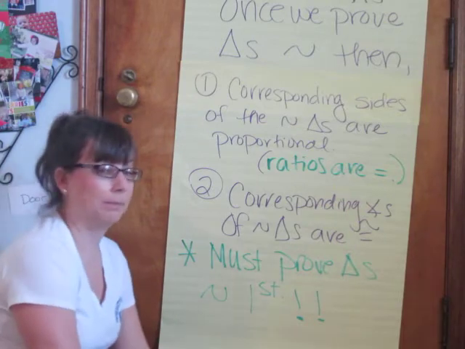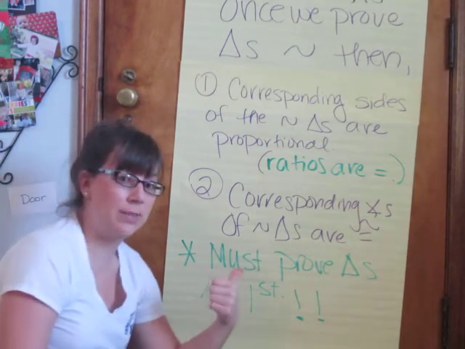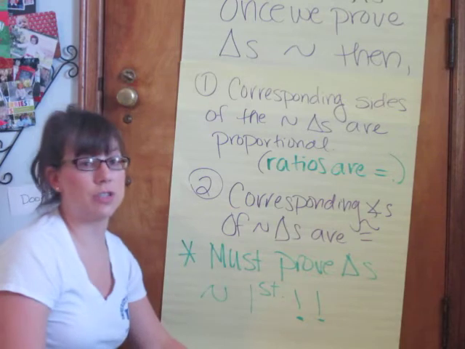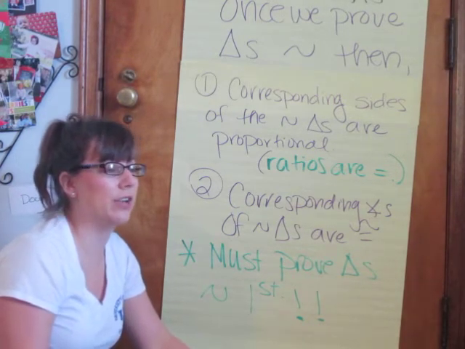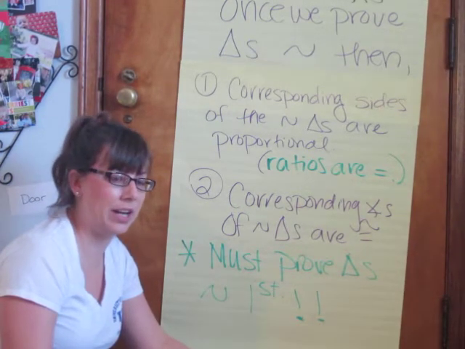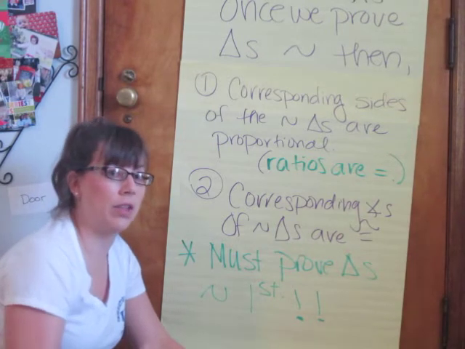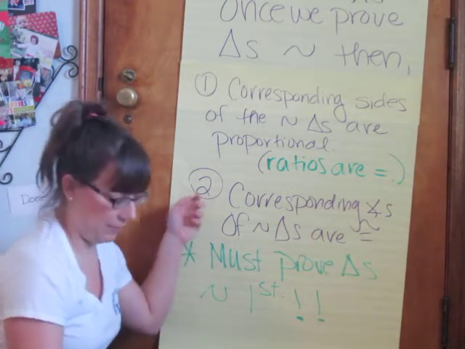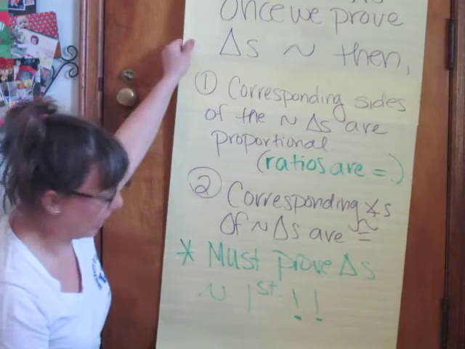So, everybody got that? Prove triangles similar, then we can use any of these features about the triangles. So if we know that the triangles are similar by side, side, side similarity, that gives us in turn that all the angles are congruent because of this information. Okay.